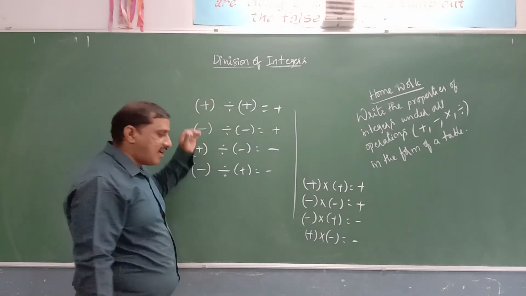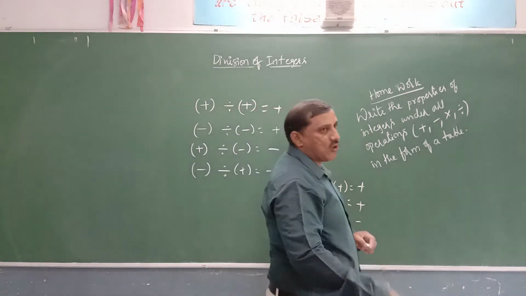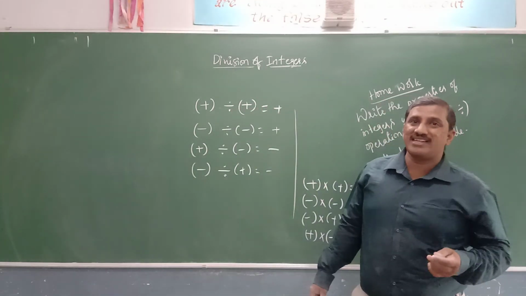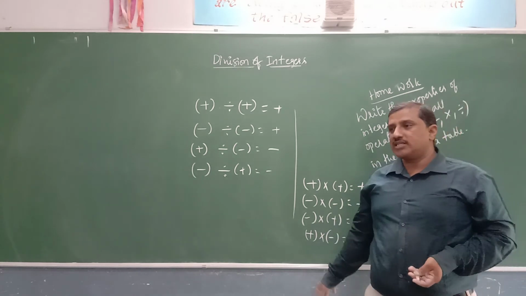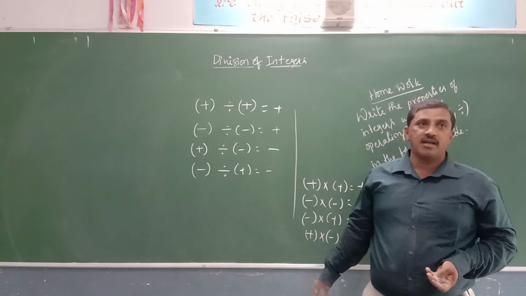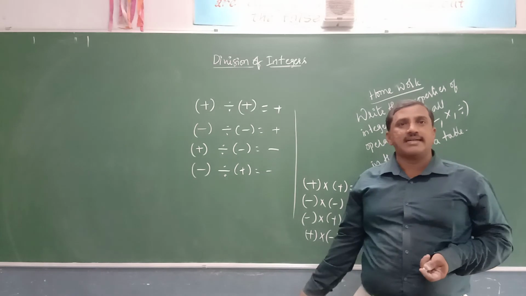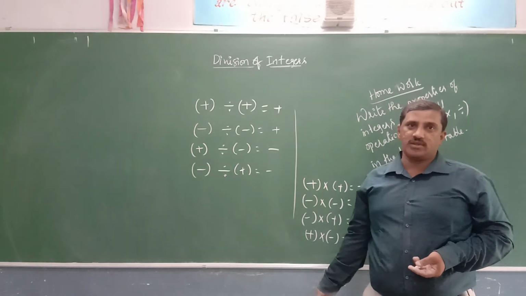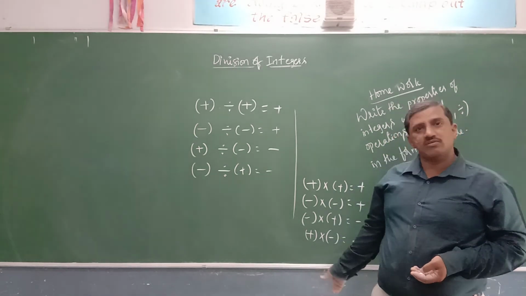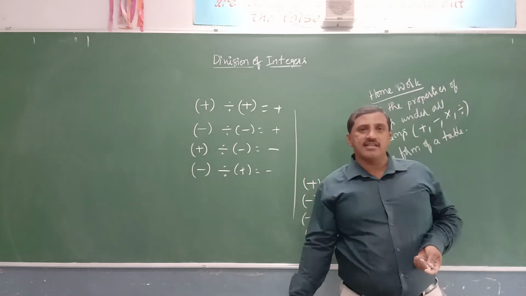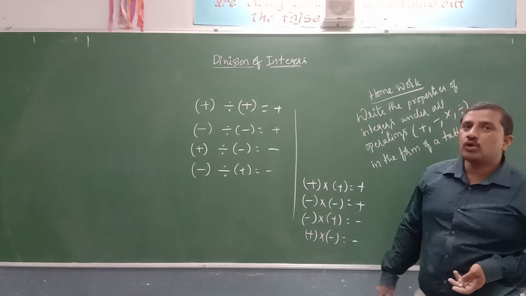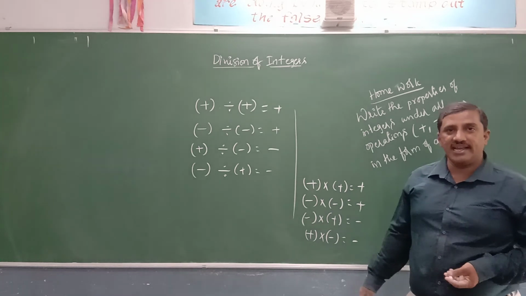And we discussed division of integers by 0, which is not defined. That is, 2 by 0 is not determined, and minus 2 by 0 is not determined. But 0 by any integer other than 0 is determined: 0 by 2 is 0, 0 by 3 is 0, 0 by minus 3 is 0. But 0 by 0 is not defined again.